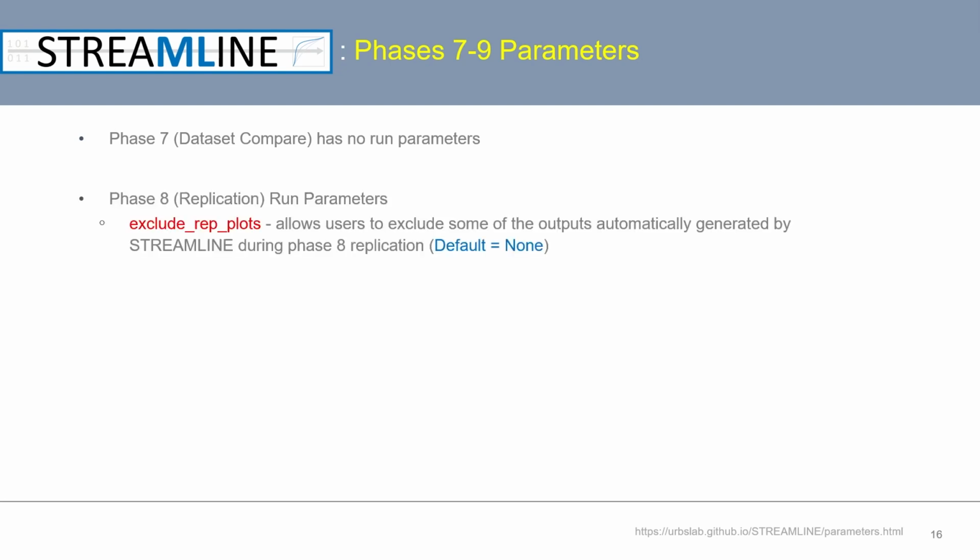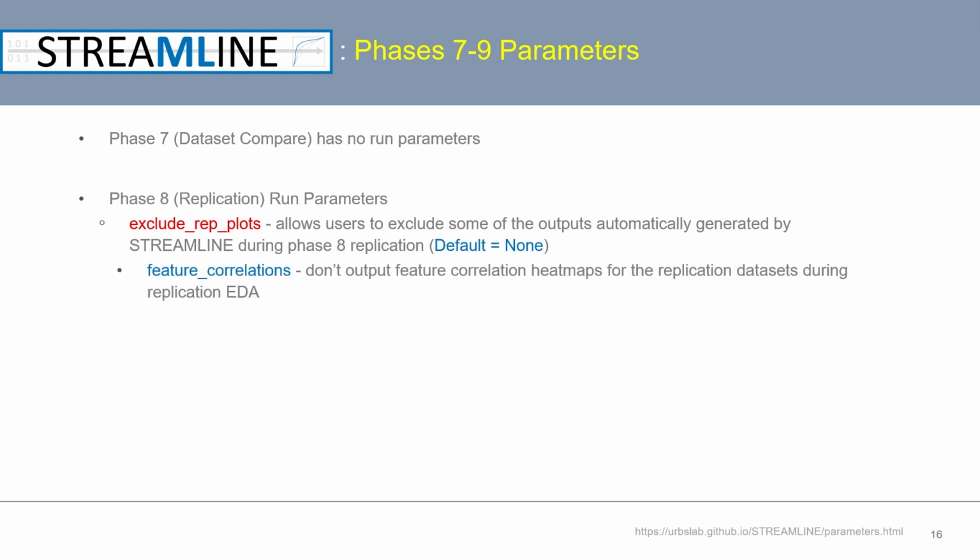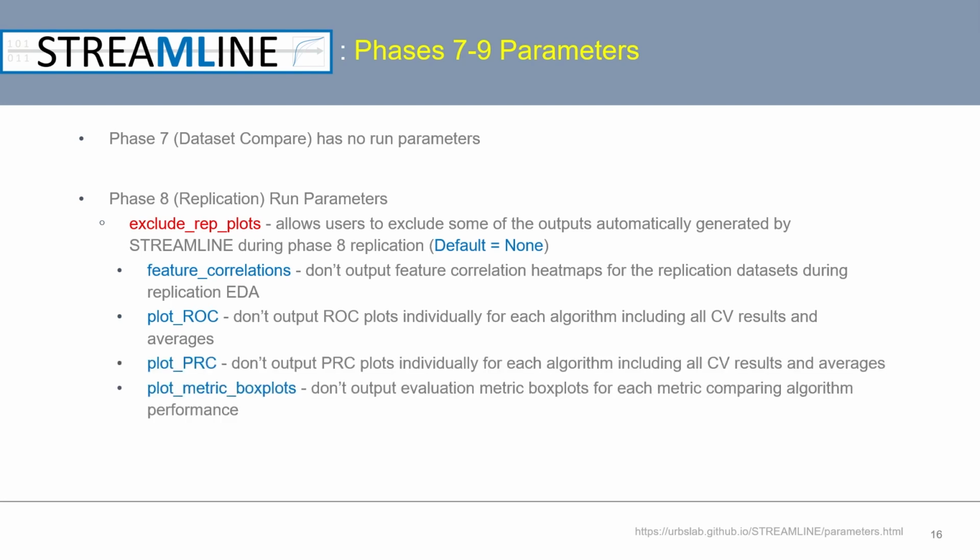Moving on to run parameters used in phases 7 through 9, Phase 7 dataset comparison currently has no run parameters. Phase 8 replication run parameters include exclude rep plots, which allows users to exclude some of the outputs automatically generated by STREAMLINE during Phase 8 replication. This is set to none by default, meaning that all outputs will be automatically generated. However, users can again decide to exclude feature correlation heat maps for the replication datasets during replication EDA, as well as ROC plots individually generated for each algorithm, and similarly PRC plots, and metric box plots. Phase 9, controlling summary report generation, also currently has no run parameters.